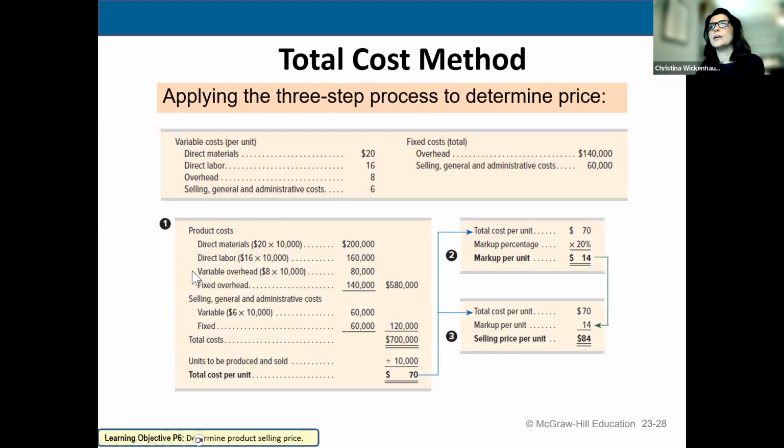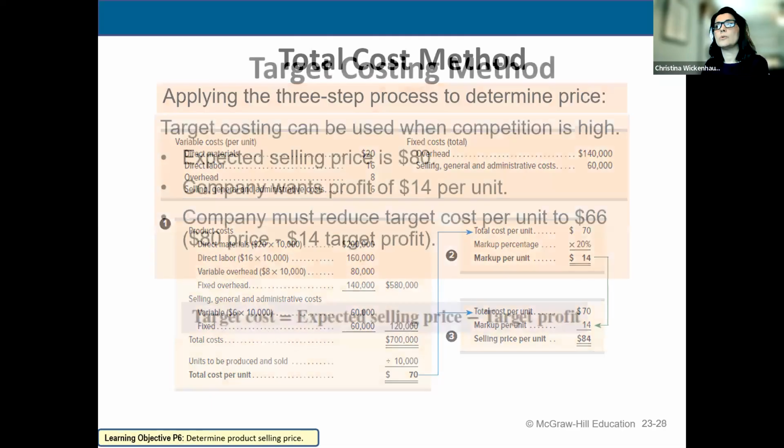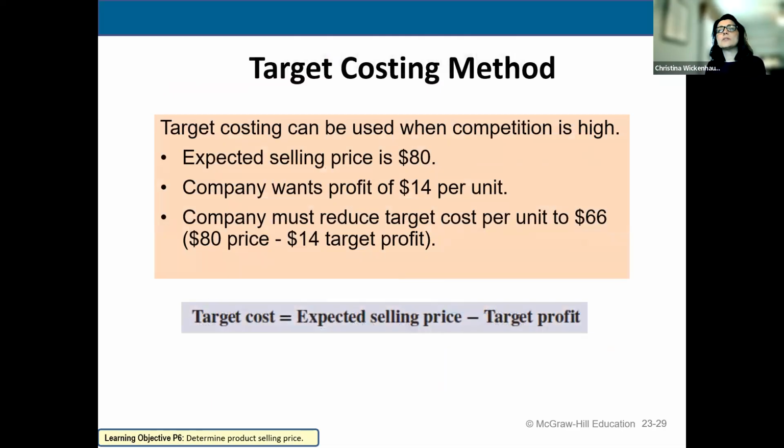So those three steps are outlined right here. These are all of their costs. This is their markup. So when they take their cost plus their markup, they find their selling price is going to be $84. Target costing can be used when competition is high. They have an expected selling price of $80 in the market, and the company wants to earn a profit of $14. So they're going to have to try to figure out how to reduce their target cost per unit to $66. So they've got to kind of back into it.